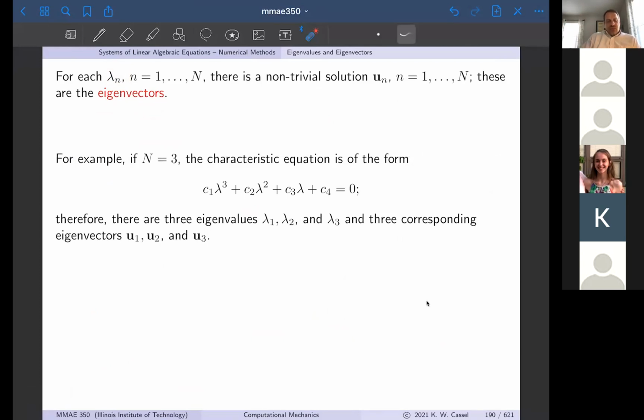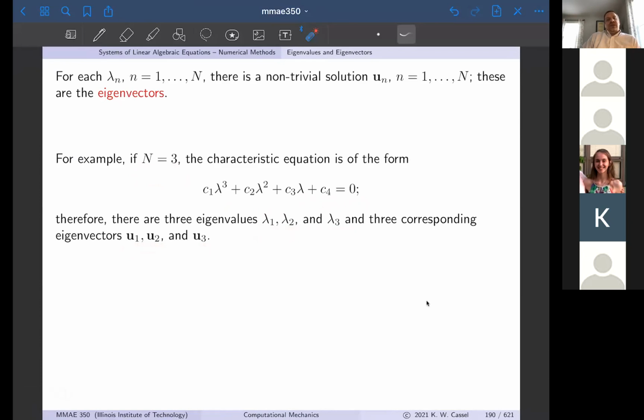So just as a simple example, if n is equal to 3, so we have a 3 by 3 matrix A, then the characteristic equation is going to look something like this. It's going to be a constant times lambda cubed plus a constant times lambda squared plus a constant times lambda plus a constant is equal to 0. So a third order polynomial for lambda. When you solve that, you'll get 3 values of lambda, lambda 1, lambda 2, lambda 3, and then those will correspond to the eigenvectors U1, U2, and U3.